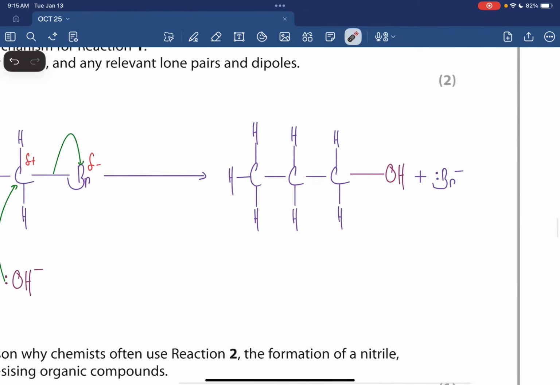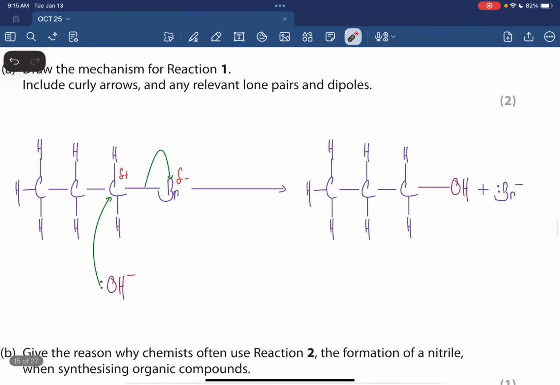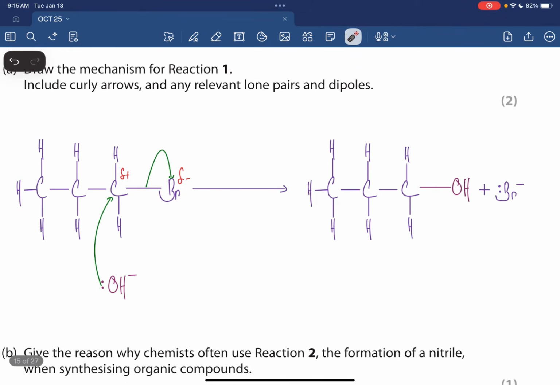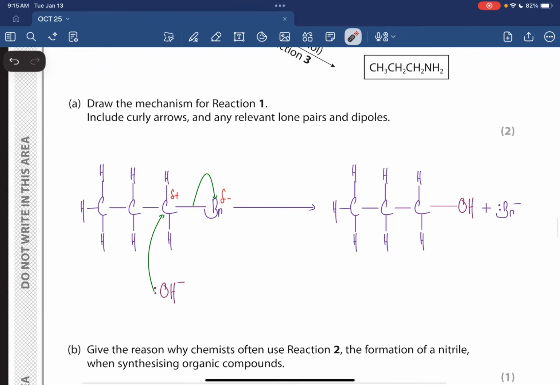If you are having issues with this mechanism, then I have made a crash course on the mechanisms for both Unit 1 and 2, which you could find on our channel. I would also be attaching a link to that mechanism video in our description box.